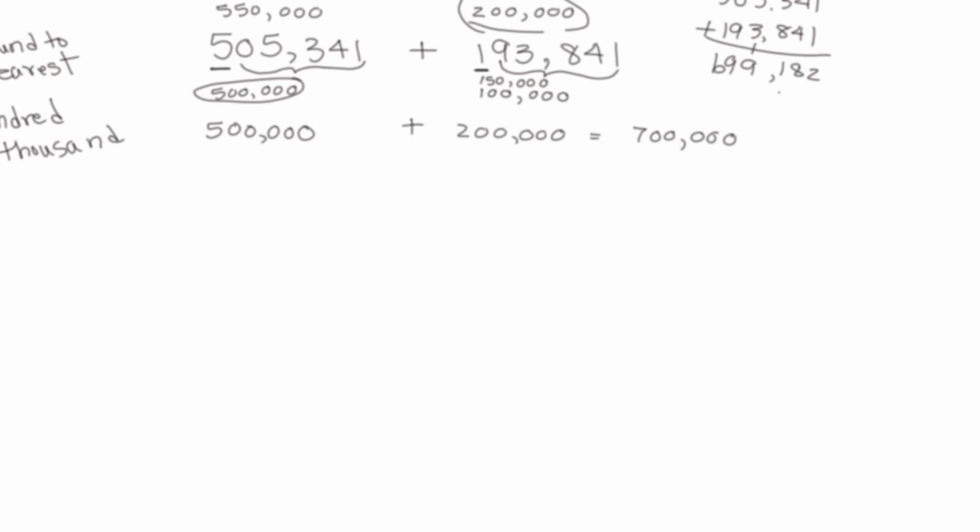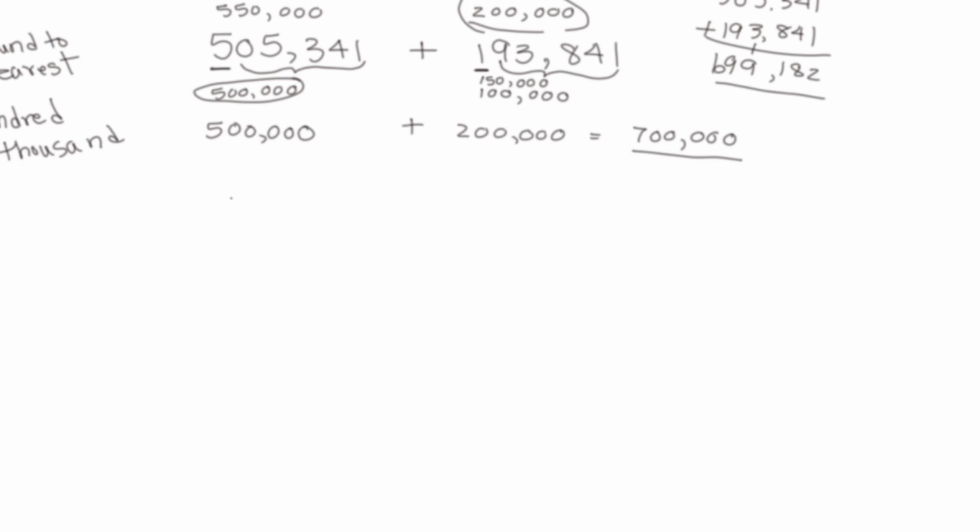And so this would be our actual number that we would get if we added the two together, 699,182. And our estimate is very close to that. So if we estimated this and then got this as an answer, we'd be pretty confident that our answer was correct.